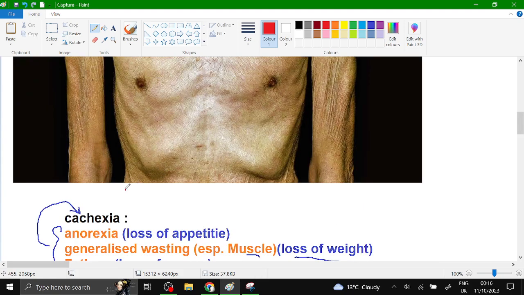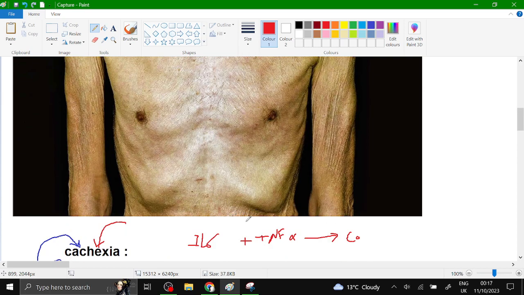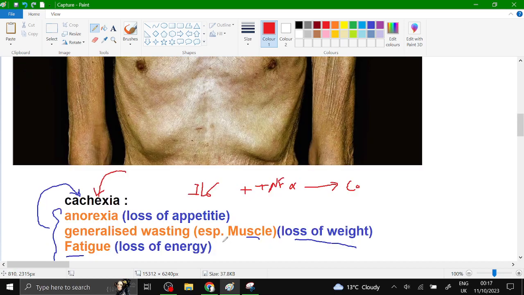So going back to the main topic, why does cachexia happen in people who have cancer, and why do they have muscle loss? It's because interleukin 6, with the help of the TNF, tumor necrosis factor alpha, causes overactivation of the ubiquitin-proteasome pathway, and the overactivation will start attacking the muscle proteins, which leads to muscle wasting.